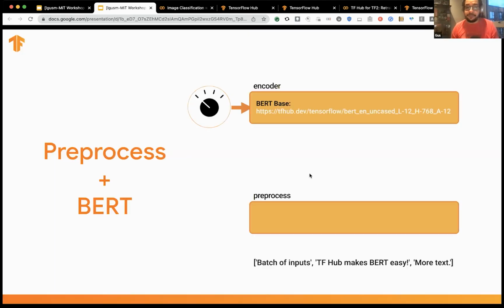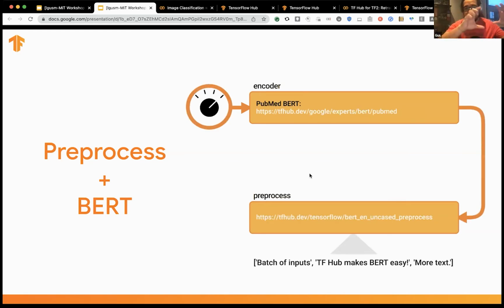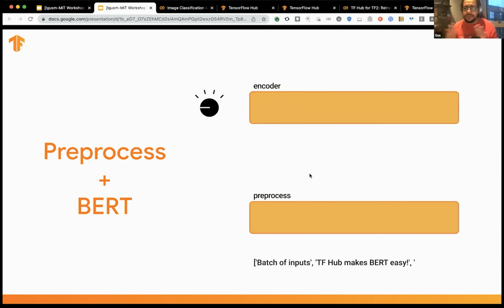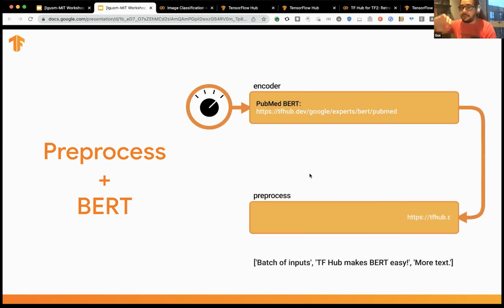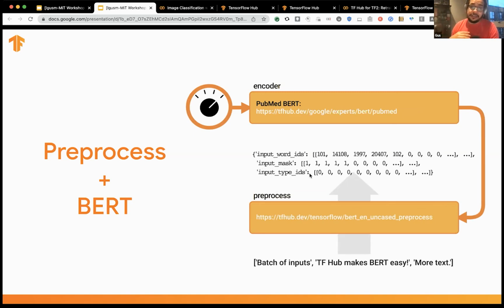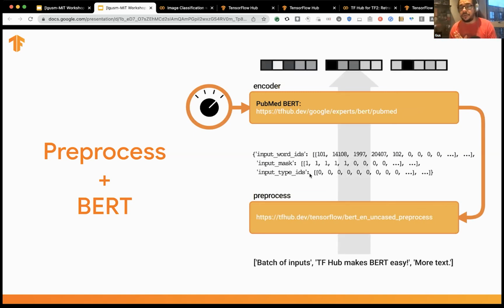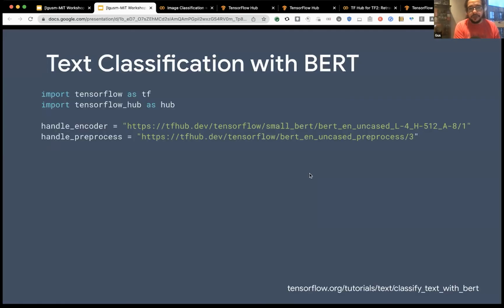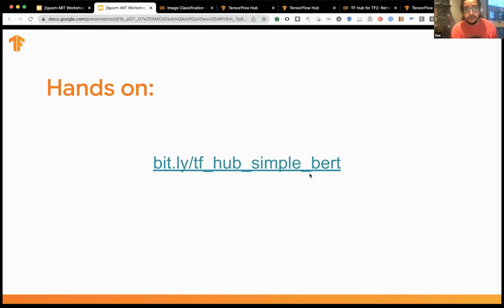So we have something called preprocess for BERT, which is another model on Hub that gets text and converts it to the proper BERT input that you need. You don't need to think about anything. You give text to the preprocessing model, the model converts it, and you give it directly to BERT. And that just works. Easy as that. You don't need to convert. And that makes using models so much easier. So you can see here, for example, we have the encoder, which is a basic small BERT, and we have the preprocessing model.